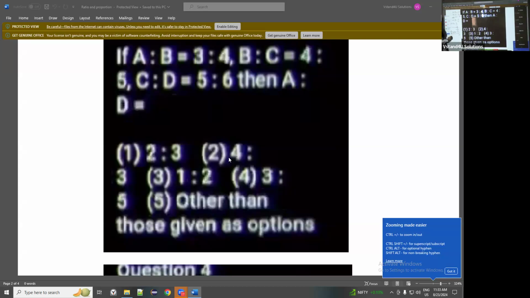What is A by B? 3 by 4. B by C? 4 by 5. C by D? 5 by 6. 5 and 5 cancel, 4 and 4 cancel, 3 ones are 3, 3 twos are 6. So A by D is equal to 1 by 2. A is to D is 1 is to 2. Option?